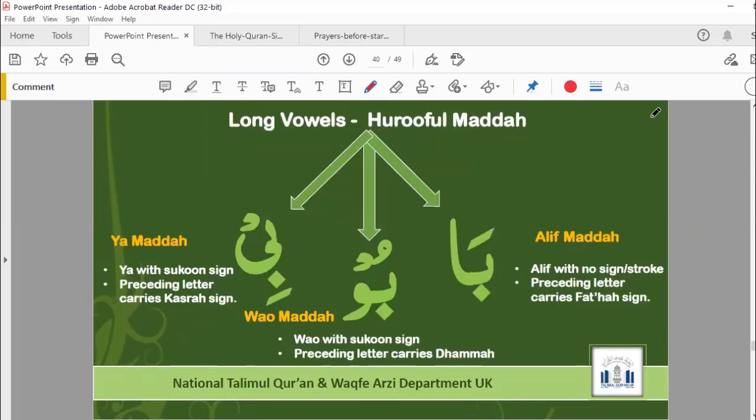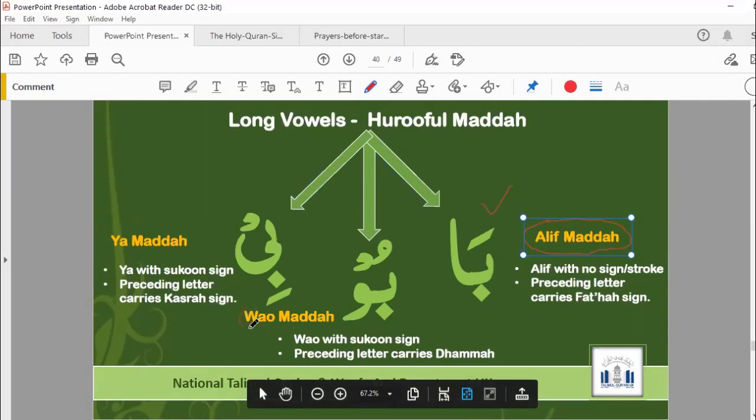Long vowels, huruf madda. Alif with no sign or stroke, and the preceding letter carries a fatha sign. Then it will be an alif madda. How will you pronounce this? Ba. Yes.